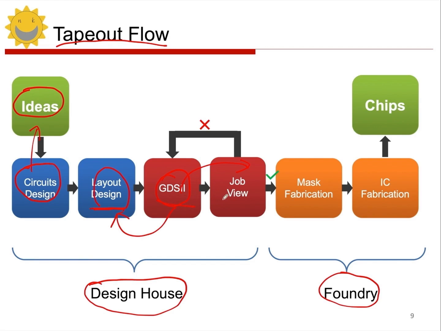After the foundry generates the final photomask blueprint, it needs to be sent back to the design house for a remote check to ensure that the graphics in the blueprint are correct and that there are no missing layers. This process is called job view.